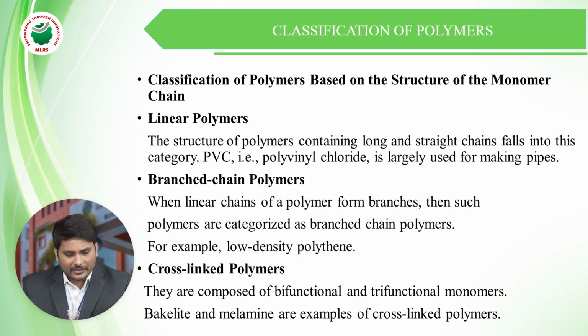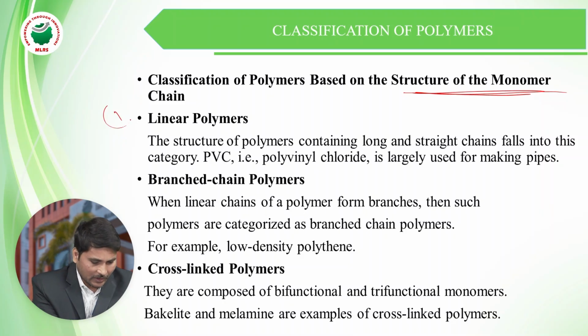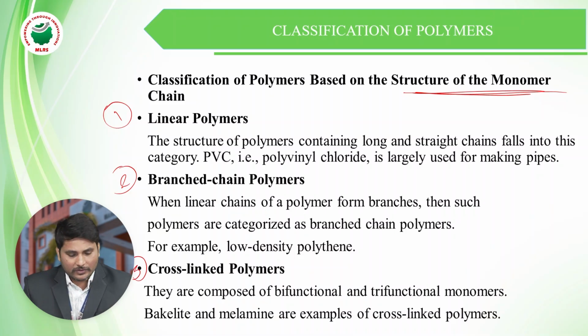Coming to another type of classification, based on the structure of the polymer backbone. In this classification we have three types: linear polymers, branched polymers, and cross-linked polymers. First we will see what is meant by a linear polymer. The structure of the polymer backbone chain contains a long and straight chain.